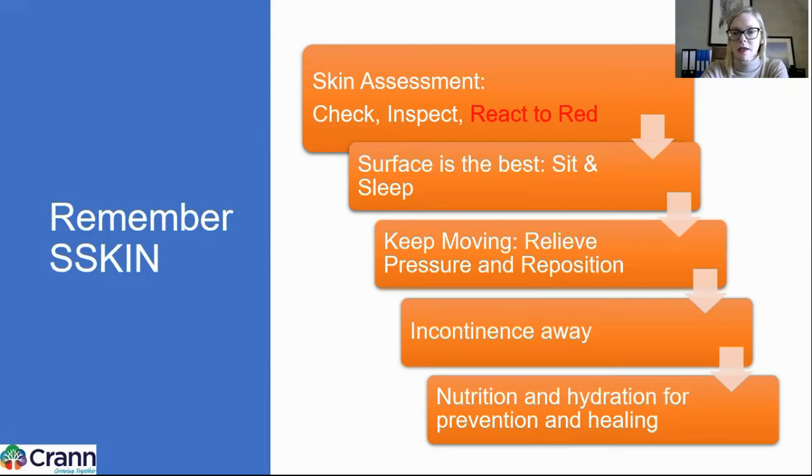And then incontinence. If you are in pads and you've noticed that there's a lot of leaking, or if you're having issues with ongoing diarrhea or anything like that, then again, you need to look at that. And nutrition and hydration is essential for prevention of pressure ulcers, and also for healing of them as well.